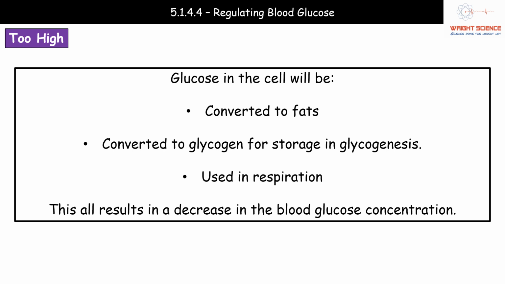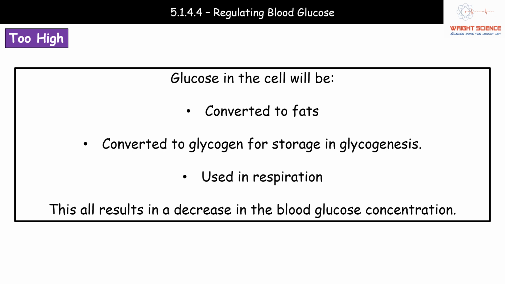When that glucose enters the cells, there's a variety of things that could happen. One, we can use it in respiration. Secondly, we could convert it into glycogen, and we would then be using that as a storage molecule. And that process is called glycogenesis.